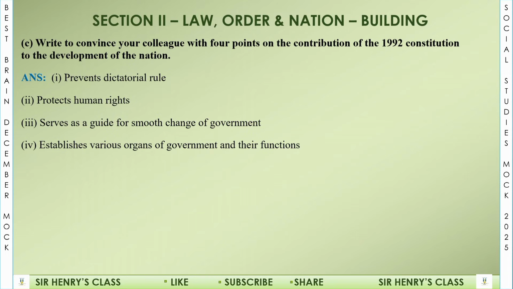4. It establishes the various organs of government and their functions. It's also important when you list the 3 arms of government and tell us what they do in your explanation to attract all the marks required.